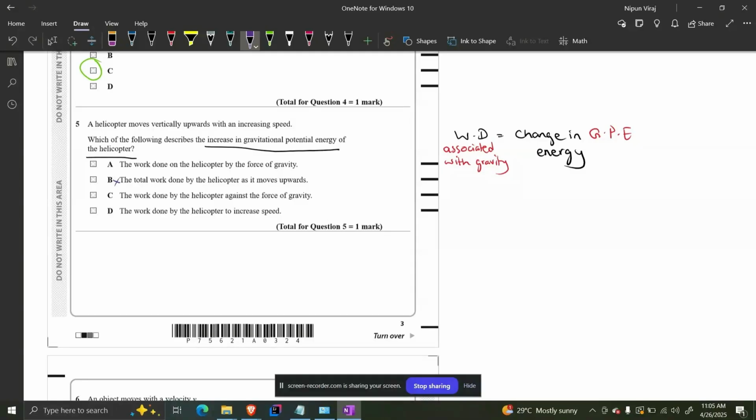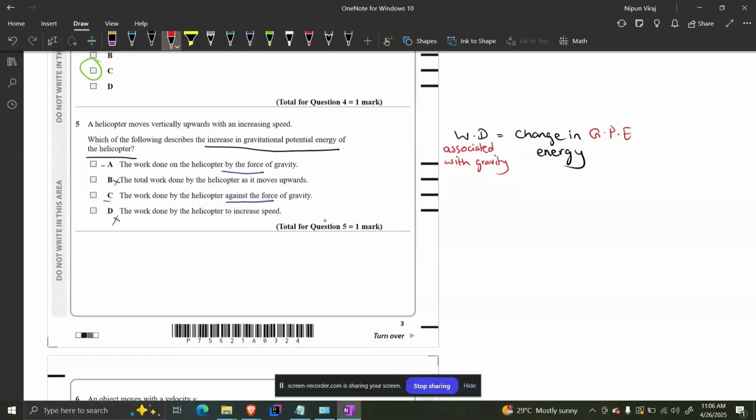Because for the total work done, there might be many factors affected, like there might be wind resistance, so you should do work against it as well. Likewise, there are many factors. But here we should consider work done associated with gravity. Work done by the helicopter to increase speed, that is also wrong because it is not associated with gravity. Now we have two options which say work done by the force of gravity and work done against the force of gravity. So we should select one option out of these two.